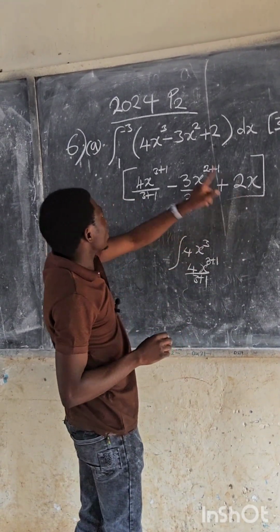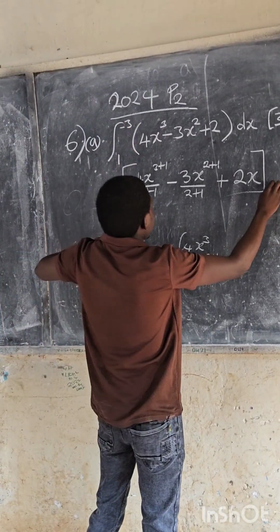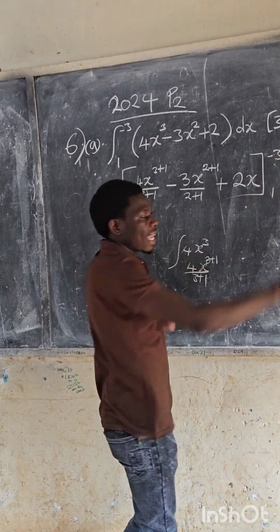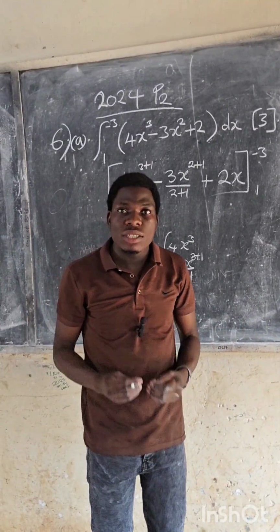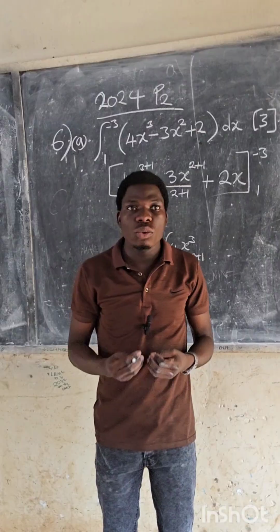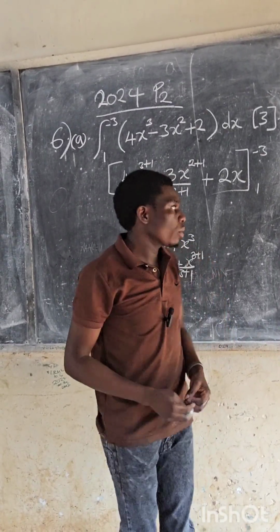After closing, you know that you have your limits from 1 and negative 3. So you put 1 here and the negative 3 there like that. So that's how you integrate. Then after you've integrated, make sure that you simplify your answer to its simplest form before putting the limits. So that's what we are going to do.